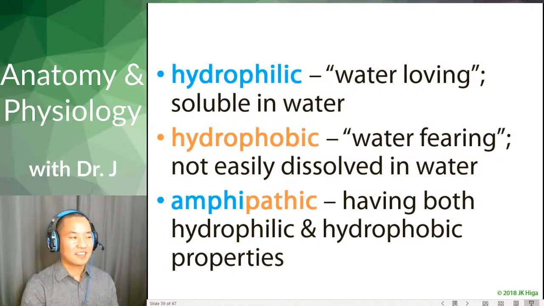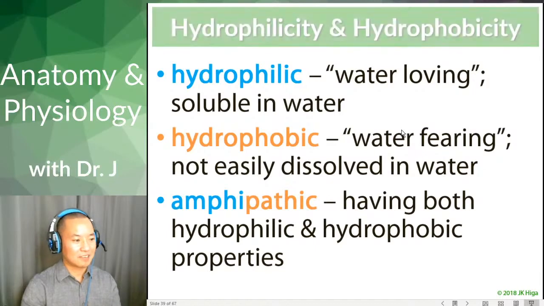It's kind of like that friend who likes to associate with two different social groups that don't really get along. They're kind of like that floater. They like to hang out with one side, but they also like to hang out with the other side as well. So amphipathic molecules are kind of like those people who like to hang out with two separate crowds.